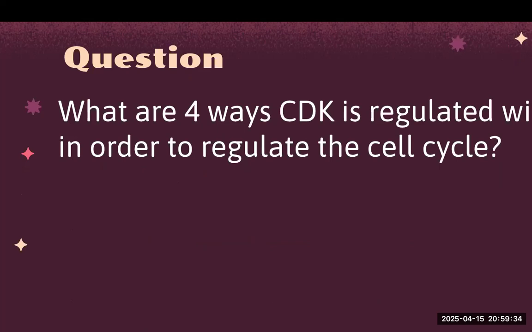So, real quick, what are four ways CDK is regulated within cells in order to regulate the cell cycle? What can tell CDK what to do or what not to? What's one thing? What's in the name? Like cyclin. Levels of cyclin. What's another thing? RB? I'm thinking more simple. Like a CDK what? Inhibitor, right? What are two other ways?